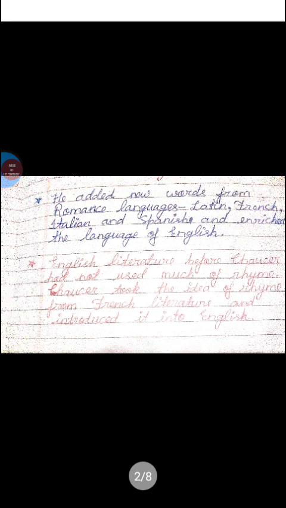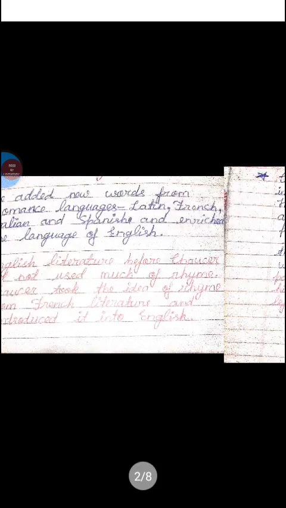He added new words from Romance languages, Latin, French, Italian, and Spanish, and enriched the English language. English literature before Chaucer had not used much rhyme. Chaucer took the idea of rhyme from French literature and introduced it into English.